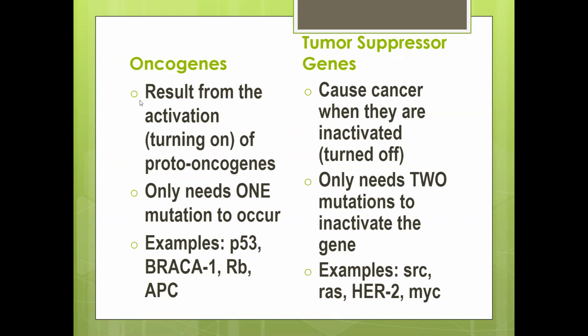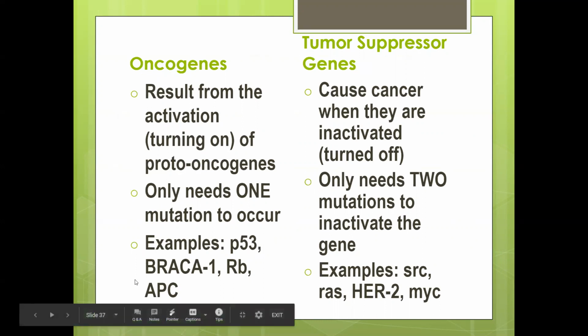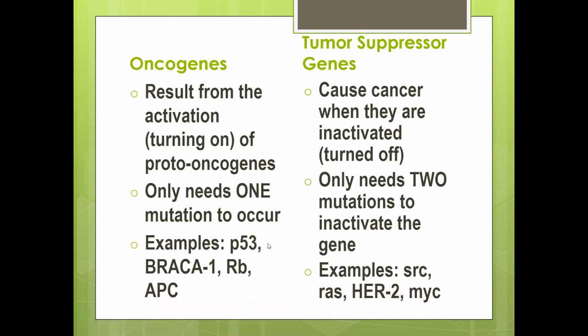So oncogenes result from the activation, or turning on, of proto-oncogenes. They only need one mutation to occur. So examples of those: BRCA1, RB, APC, P53. You could look these up if you want to see what specific positioning they have within our cells or their specific jobs.